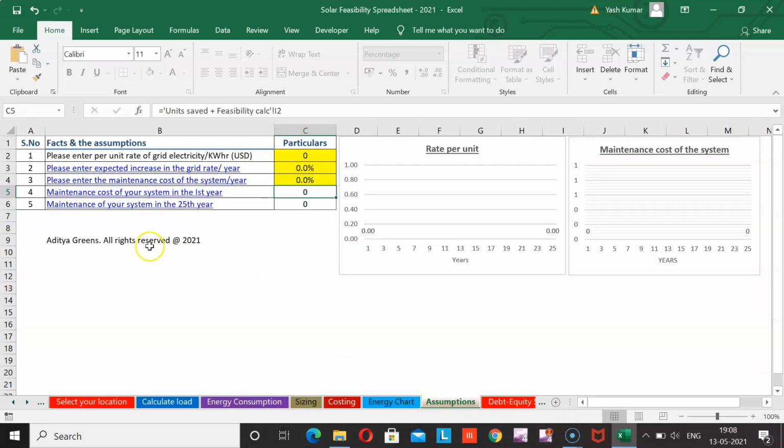Now coming to another section, that is assumption. From here we start the financial profitability of the solar power system. The first input is please enter the per unit rate of grid electricity. Say for example, the grid rate in California is say 18 cents. You should write 18 cents.